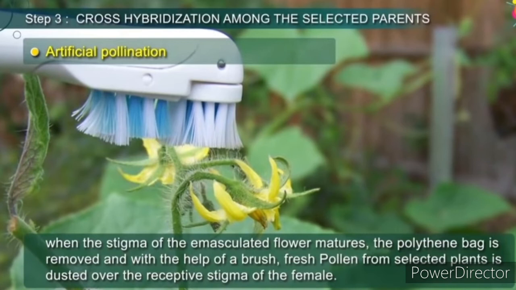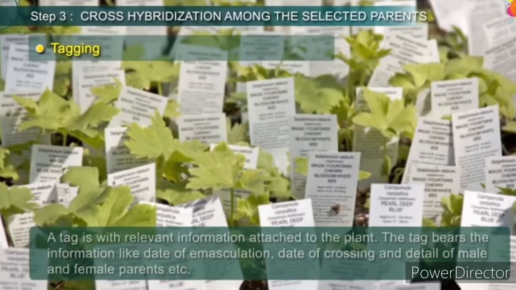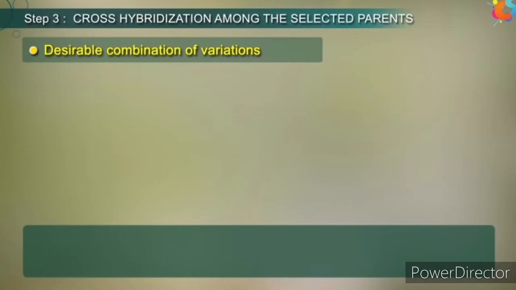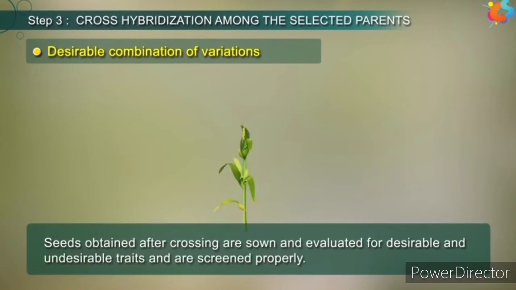Next point is tagging. A tag with the relevant information is attached to the plant. The tag bears information like date of emasculation, date of crossing, and the details of male and female plants, etc. Next, desirable combination of the variation. Seeds obtained after crossing are sown and evaluated for desirable and undesirable traits and are screened properly.